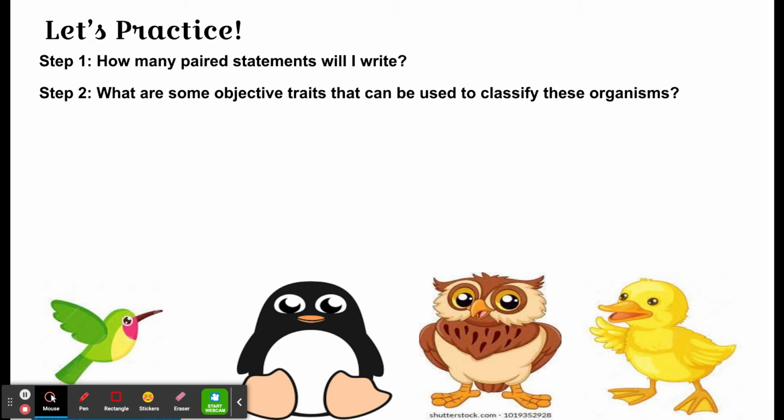The next thing I would do is I would need to look at some objective traits that could be used to classify these organisms. Well, can't say they're birds because they're all birds. Can't say they have beaks because they all have beaks.